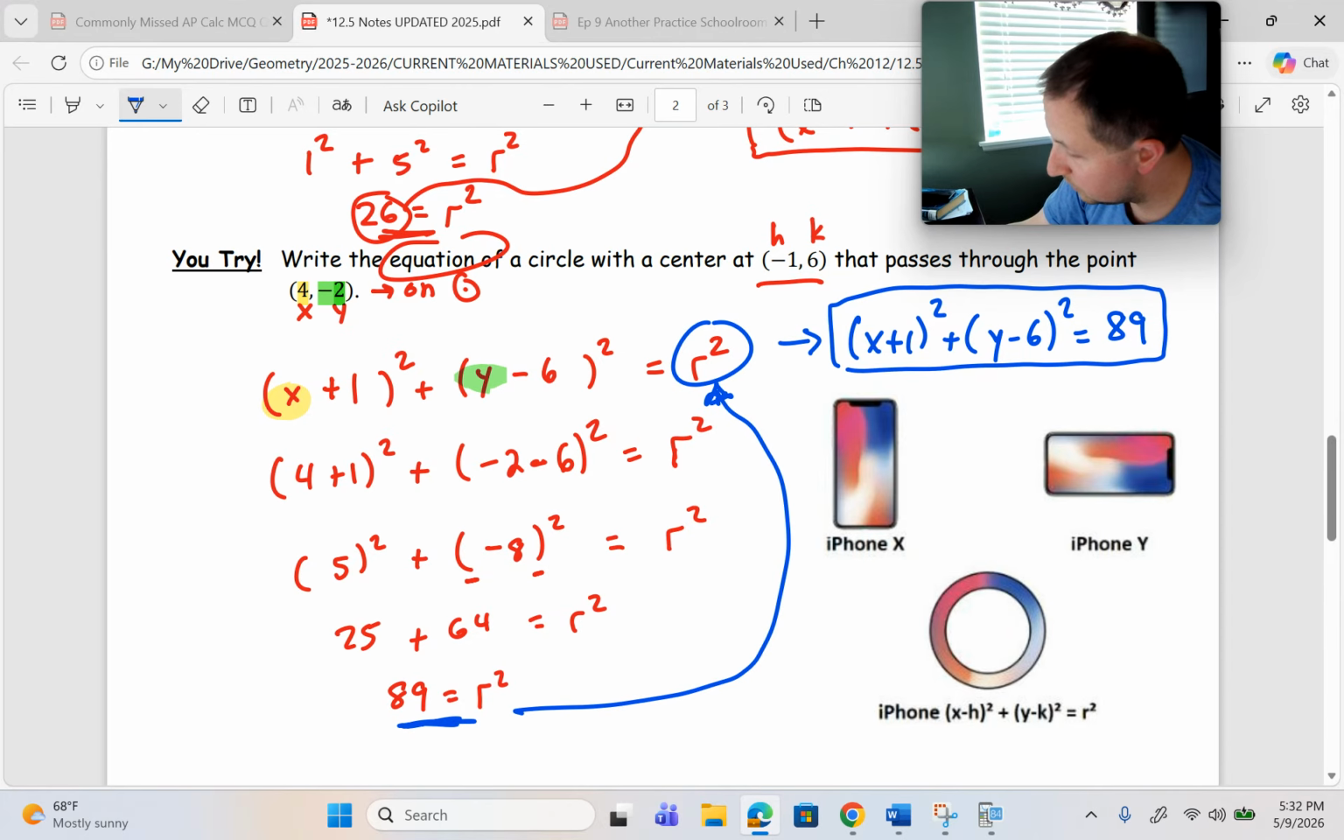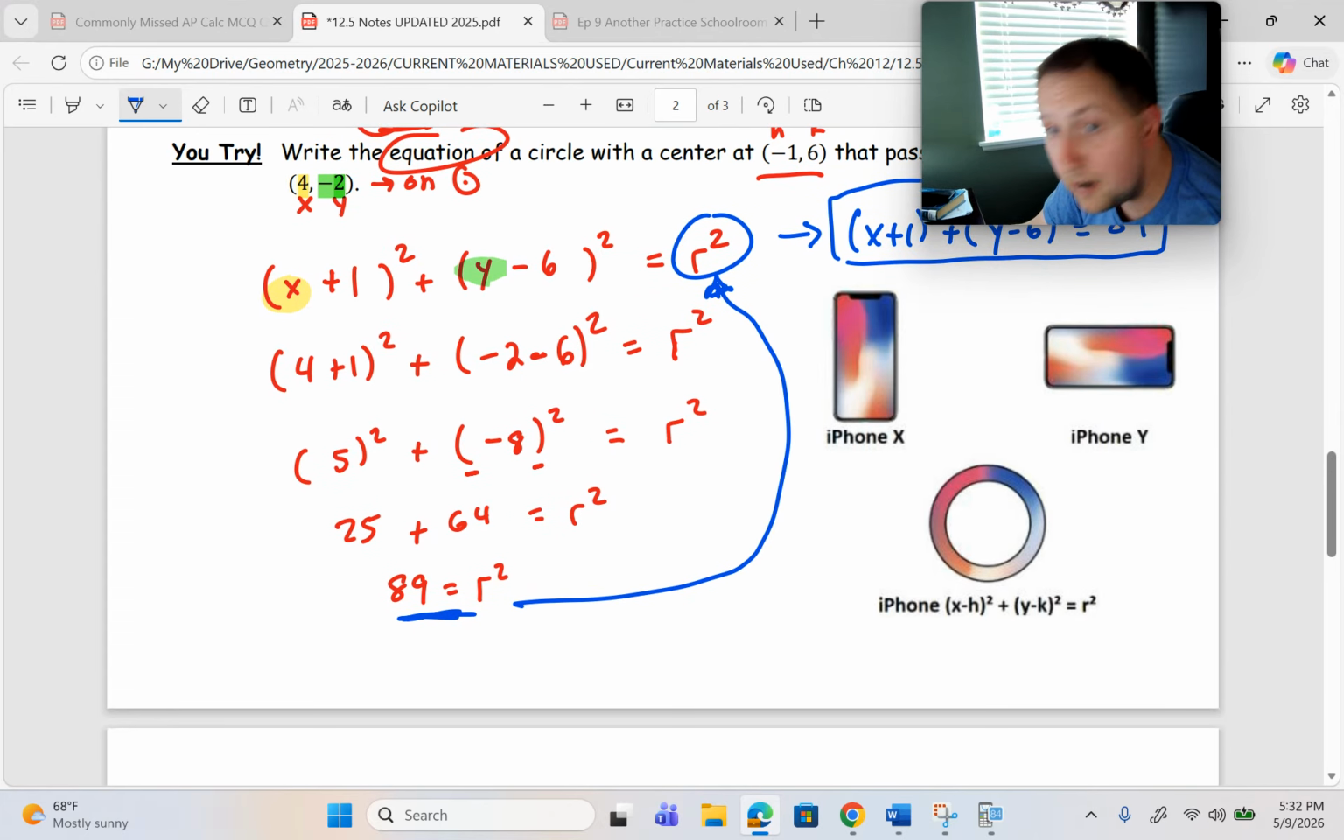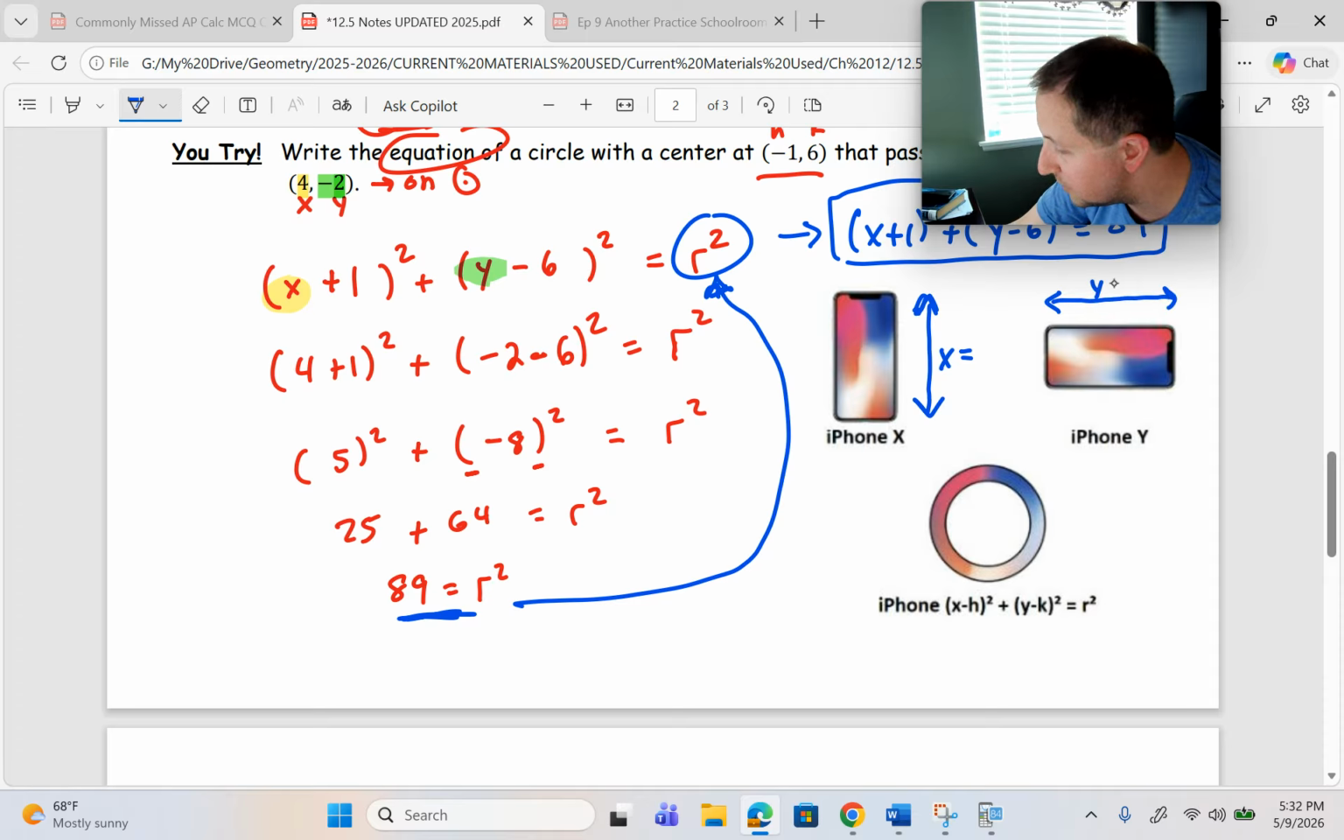Okay. Notice below we've got some great new iPhone models. If you're looking for maybe a new phone over the summer, you got the iPhone X, right? Because it looks like it's vertical. Remember, vertical lines start with x equals. We got the iPhone Y, a nice horizontal looking phone, right? Horizontal lines start with y equals.